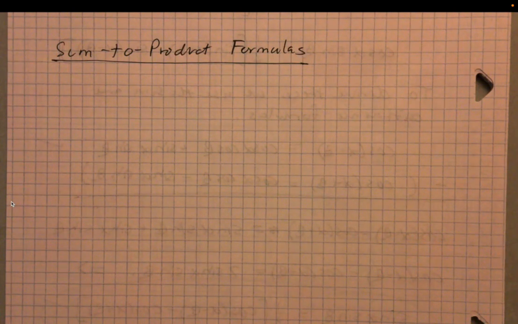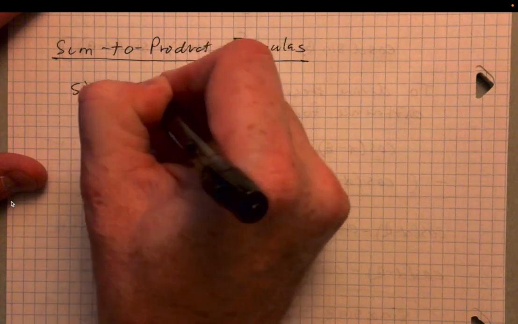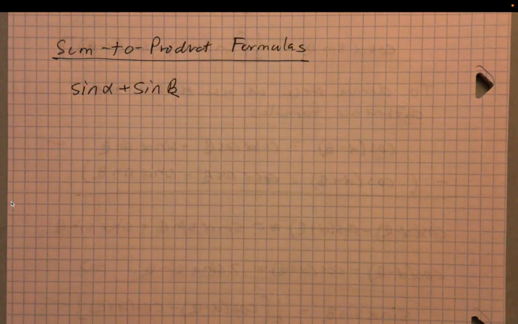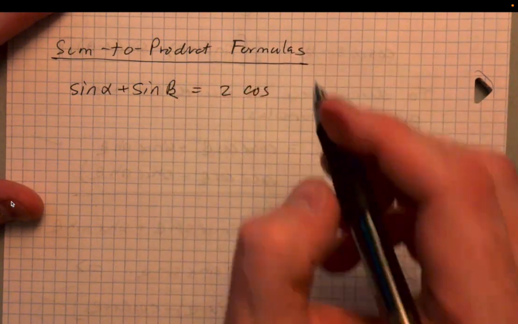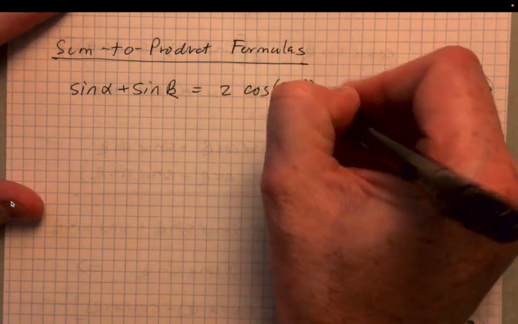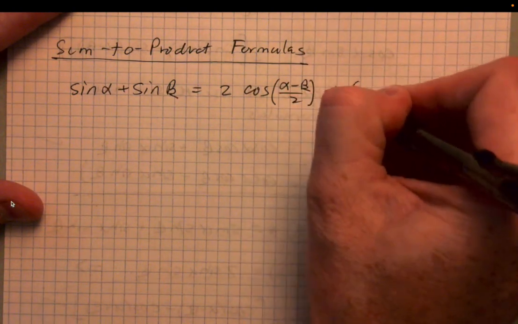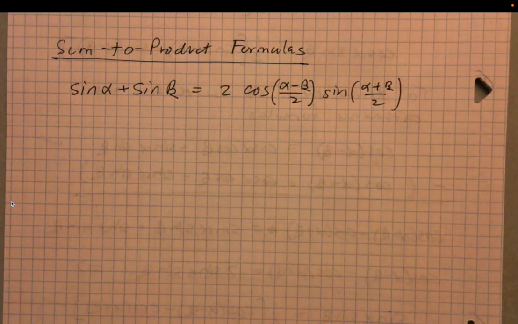Okay, and so let me write these out here. So sine plus sine, sine minus sine, cos plus cos, cos minus cos. So here they all are. If I have sine of alpha plus sine of beta, a sine plus a sine, then that's equal to 2 times the cosine of, now the angle gets a little strange here, alpha minus beta over 2 times the sine of alpha plus beta over 2. So that converts like that.